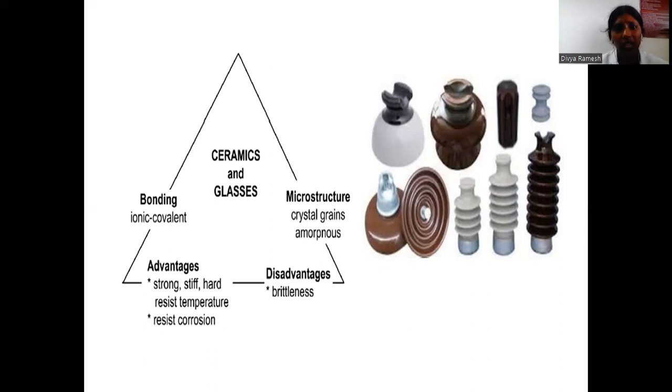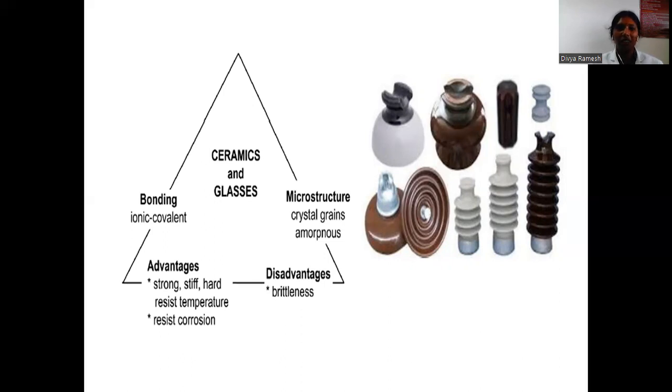This diagram shows the bonding structure, microstructure, advantages and disadvantages of ceramics. The picture shown here is generally of insulators. The insulators are mainly used in transformers. Why? Rather than preferring metals, they are using ceramics and glasses. If metals are used in transformer power transmission applications, they are prone to corrosion, and the corrosion of the material causes power loss. So the ceramics will be used.